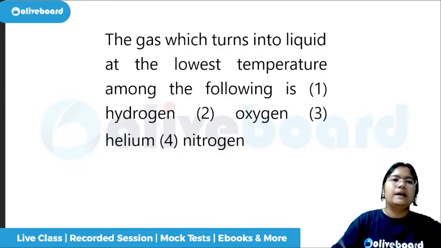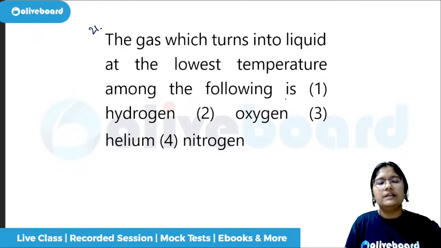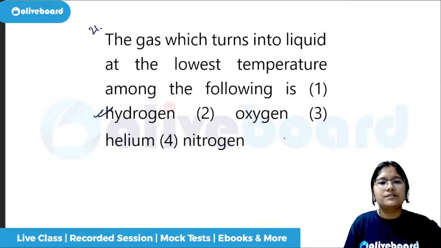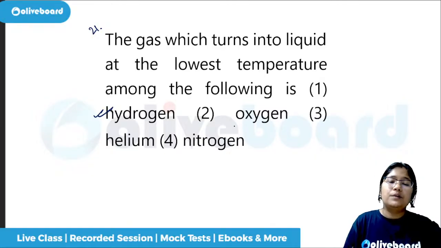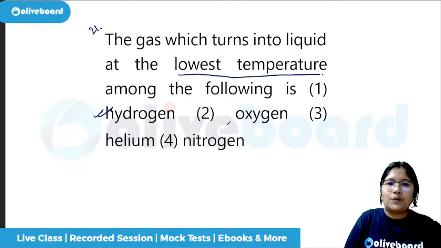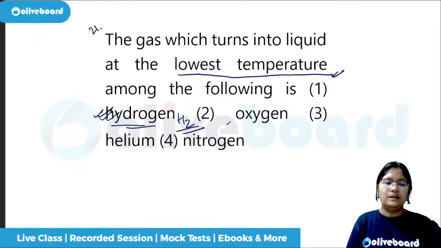All right. Next question. The gas which turns into liquid at the lowest temperature among the following is, which gas is turned into liquid at the lowest temperature? Hydrogen gas. Have you heard about liquid hydrogen? Yes, but we have heard about liquid oxygen also, and then liquid nitrogen also. These are also very common. But at lowest temperature, which one? The gas which turns into liquid at lowest temperature is hydrogen. Okay, hydrogen is turned into liquid at lowest temperature.